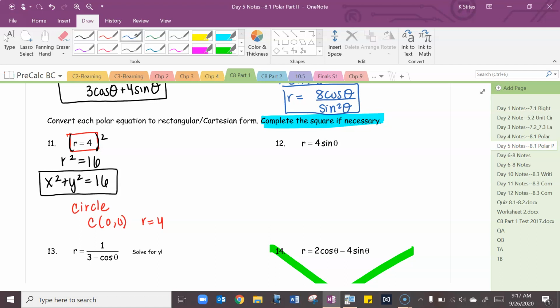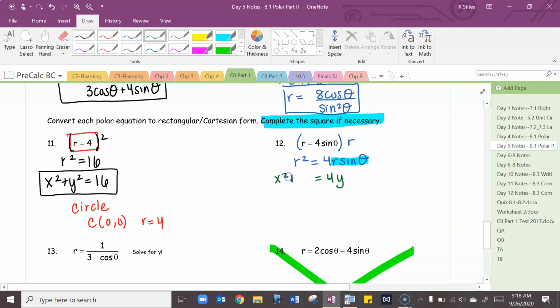Okay, now in number 12, we could square both sides again. That would give us r squared for sure. But then we would have a 16 sine squared theta. That doesn't really help us very much. So you have to be kind of strategic in terms of what you're going to do to each side in order to help you use your conversions. Instead of squaring both sides, what I'm going to do is multiply both sides by r. Because what that does is it still gives me my r squared, but it also gives me a 4r sine theta. And the reason that's helpful is because now that can be converted to y.